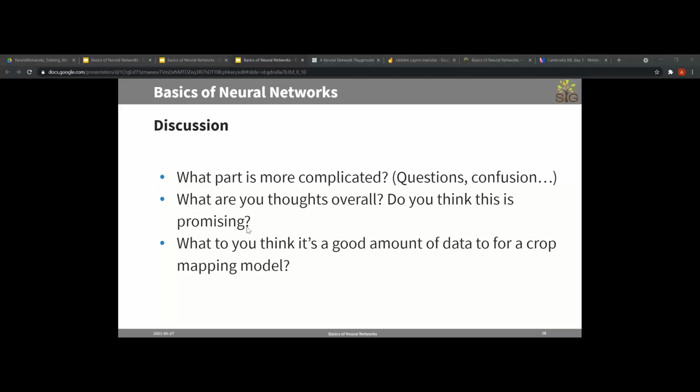Dr. Senvang and I kind of talked about this, a good amount of data. But in an overall discussion, what do you think was more complicated? Do you think using this type of modeling is going to be useful given the complexity of the data, like the crop types we have?